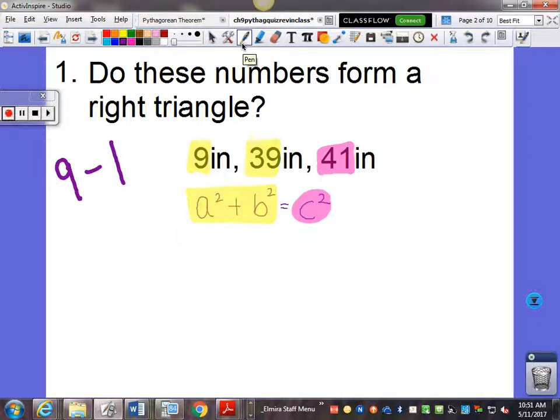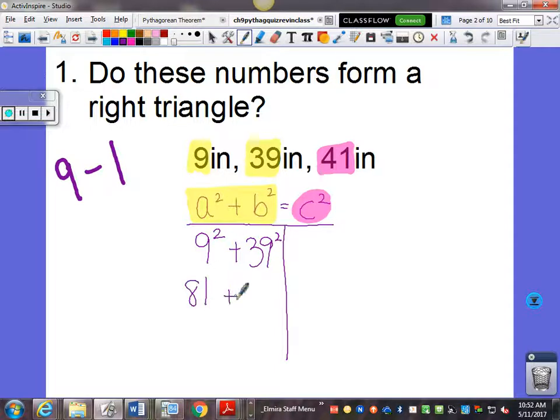Okay, since I am proving whether these numbers work or not, I'm going to make a t-chart. Okay, so I'm going to put 9 squared plus 39 squared. Okay, so those are yellow, they go in there. 81 plus, now 39 squared is not something that any of us should be doing in our head. It is not 39 times 2, okay, because 9 squared was 81, so it's not 18. It's 1,521, and then there's a plus sign, so I'll add those together, and I get 1,602.